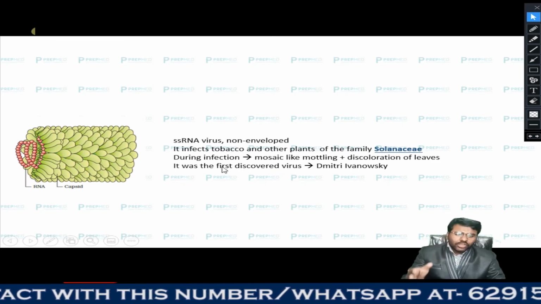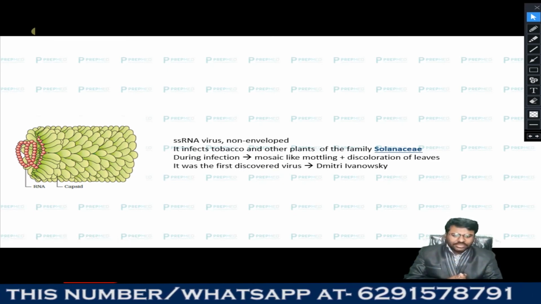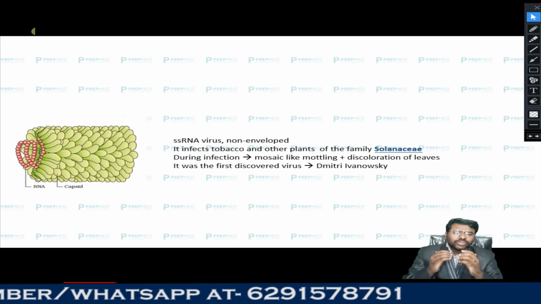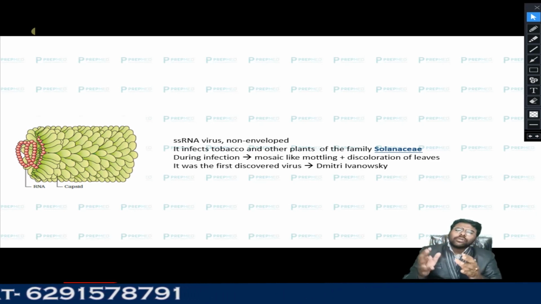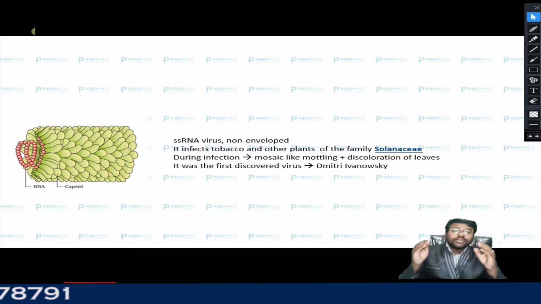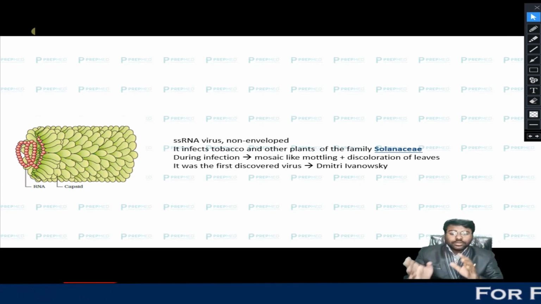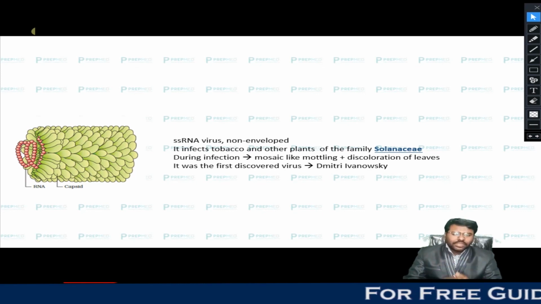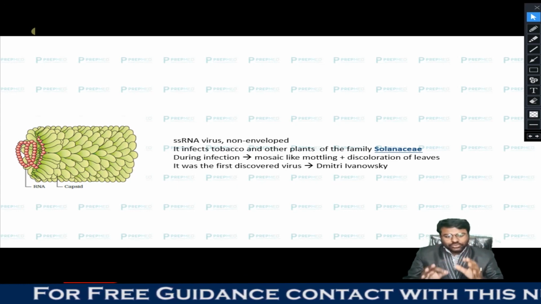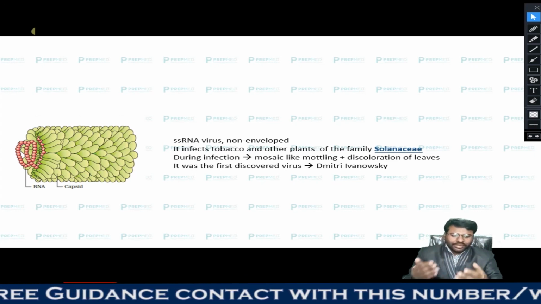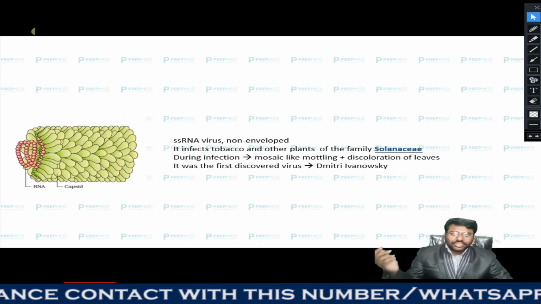When the infection starts occurring, it forms a mosaic-like mottling, and the leaves are discoloring. This is the first sign of tobacco mosaic virus infection, and it is the first discovered virus. It was discovered by Dmitri Ivanovsky. So this is the most important information regarding the TMV or tobacco mosaic virus.